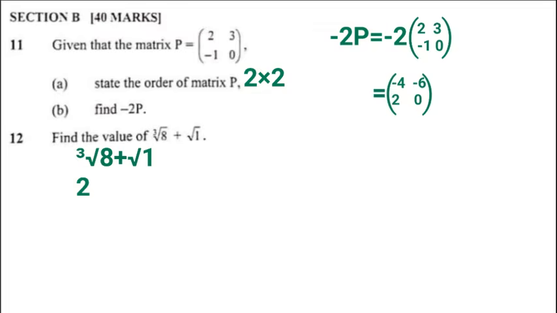Then plus the square root of 1. The square root of 1 is 1, so plus 1. Then 2 plus 1 will give me 3. So 3 was the answer for this question. Let's go to the next question.